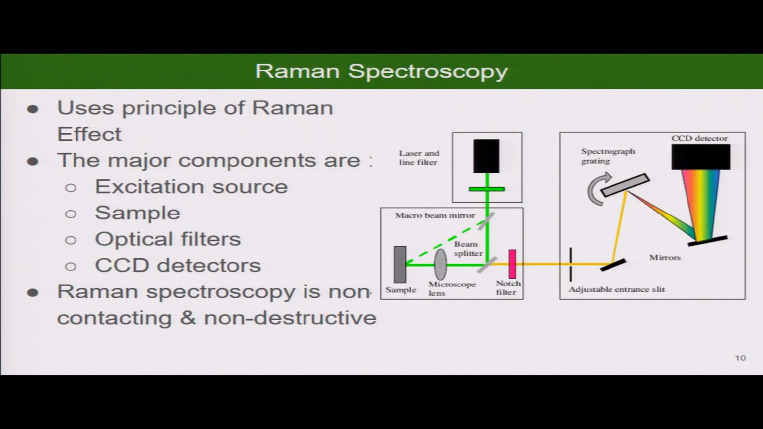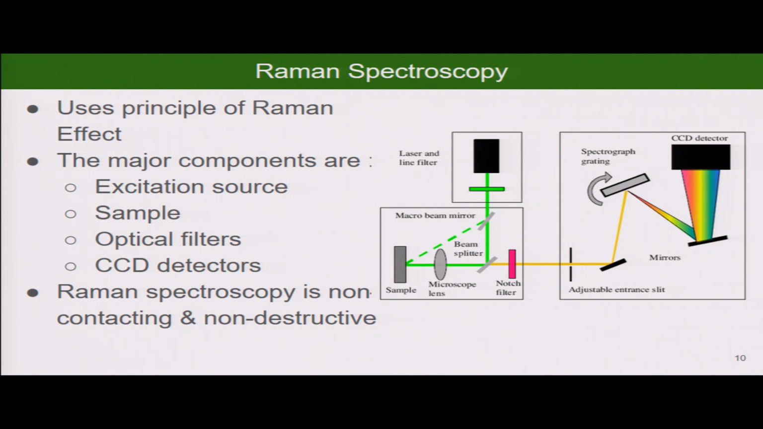The major components of Raman spectroscopy are an excitation source, the sample, optical filters and CCD detectors. So first when we shine the laser on the sample itself, the electrons in the molecules we shine it on get excited to the virtual state. So they can undergo different types of scattering. When all this scattered light passes through the notch filter, it filters out the initial laser light. So only the Raman scattered light passes through. Then they undergo spectrograph grating, which basically means splitting them based on their wavelength. And then they fall on different positions on the CCD detector.